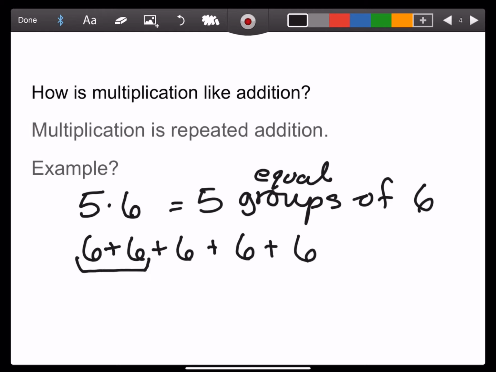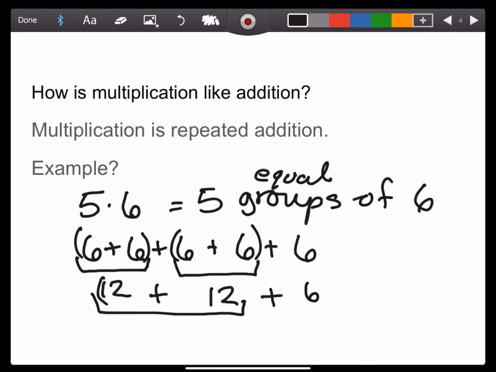So 6 plus 6 is 12, and this would be 12. You can put parentheses around here, right? So 12 plus 12, and then plus 6. So 12 plus 12 is 24, and 24 plus 6 is 30. Okay?